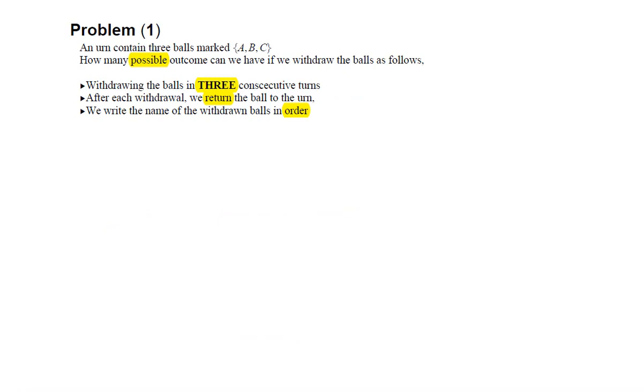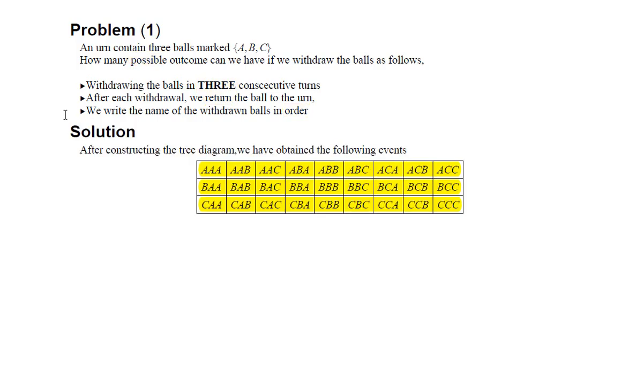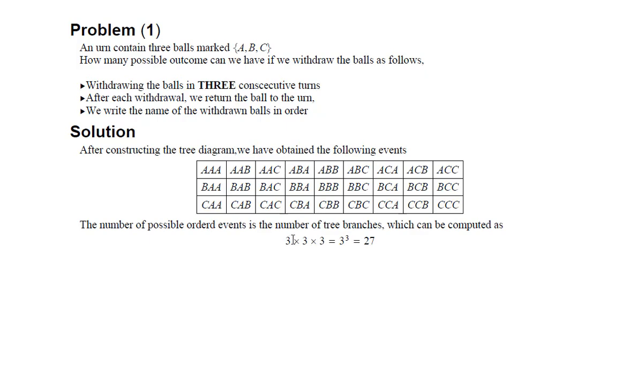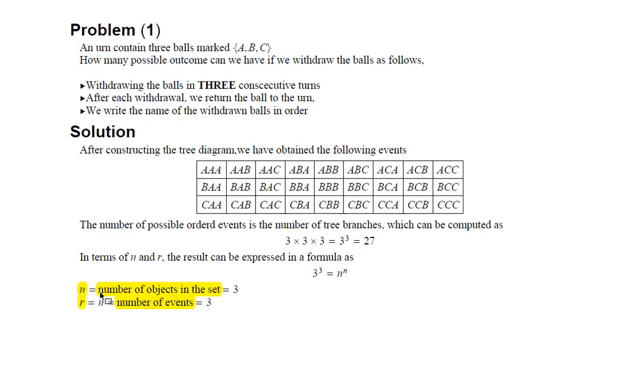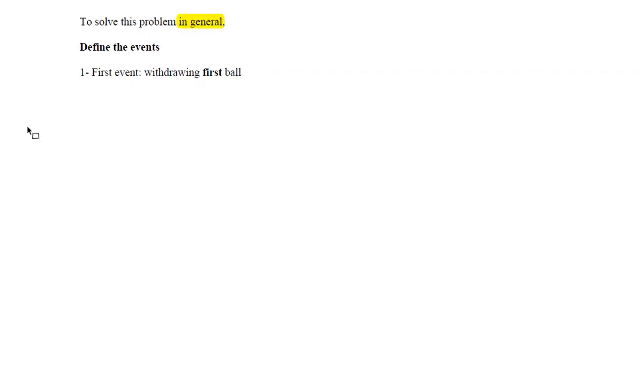So going back to the older problem, we have the 3 conditions according to which this problem is taking place, and we have seen all possible outcomes highlighted here, and we computed the number of all possible sequences or all possible event occurrences in order and with replacement. But under the condition that the number of events is equal to the number of objects in the set, so R is equal to N. Now we are going to solve this issue in general.